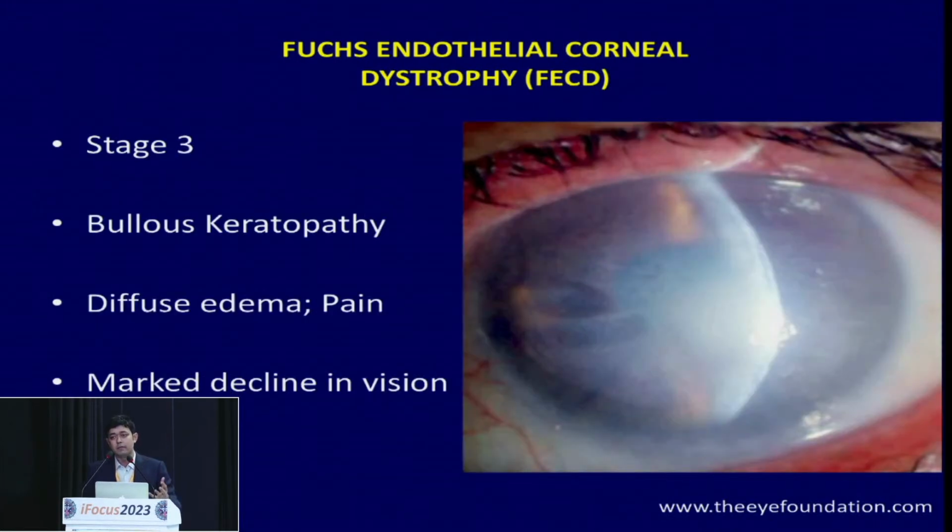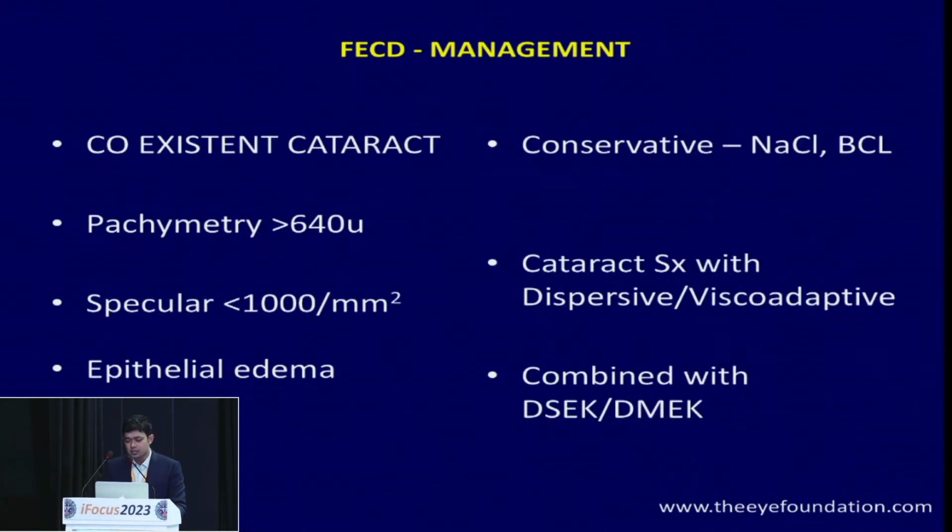Stage 3 is the more advanced one where they have bullae and rupture of bullae leading to superficial scarring, and if there is a lot of scarring, then maybe there would be a little bit of compromised vision after endothelial keratoplasty in these patients because of the scarring. This is a relatively old suggestion given by AAO guidelines, where they said a pachymetry of greater than 640 or specular less than 1000 or early epithelial bedewing, early morning symptoms.